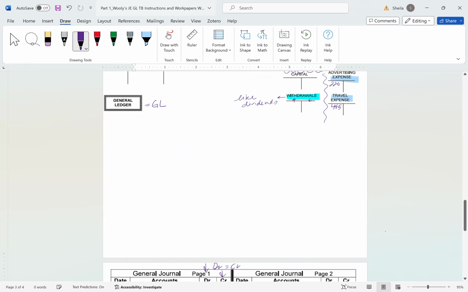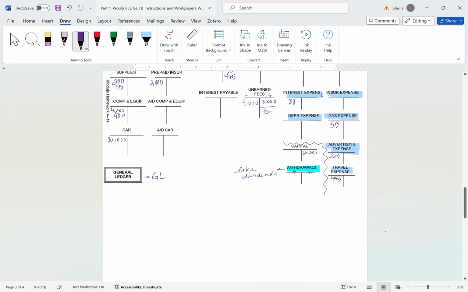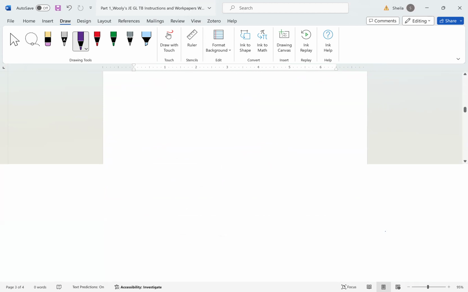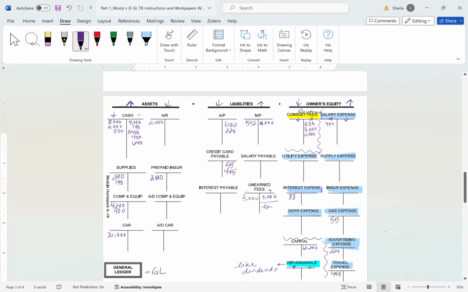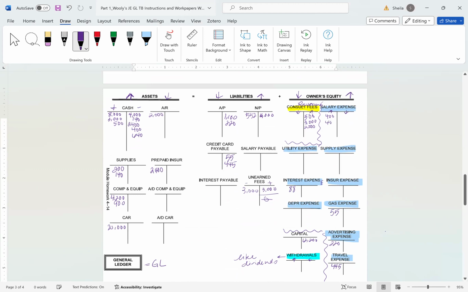Same transaction every single time an employee works. What are we going to do? We are going to be debiting salary expense for 400 and crediting cash if we actually paid them cash.